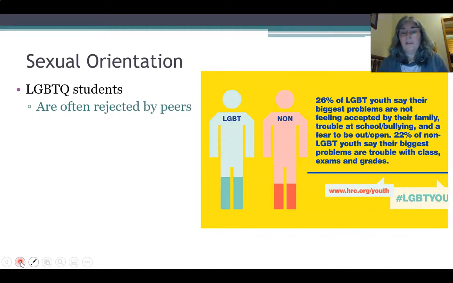Your LGBTQ students are going to have some struggles because they feel, and might actually be, rejected by their peers. They're going to have some issues that your other students don't have to deal with. Over here is a chart I found from a study comparing your LGBTQ students to your non-LGBTQ students. 26% of LGBT youth say that their biggest problem is not about being accepted by their family, but trouble at school. Whereas 22% of non-LGBT youth say their biggest problem is exams and studying. As a teacher, you tend to be focused on exams, studying, grades and homework, and you think that could be one of the major stressors for your students. Your LGBT students have different obstacles, again being worried about being rejected by their peers, or perhaps actually being rejected by their peers.